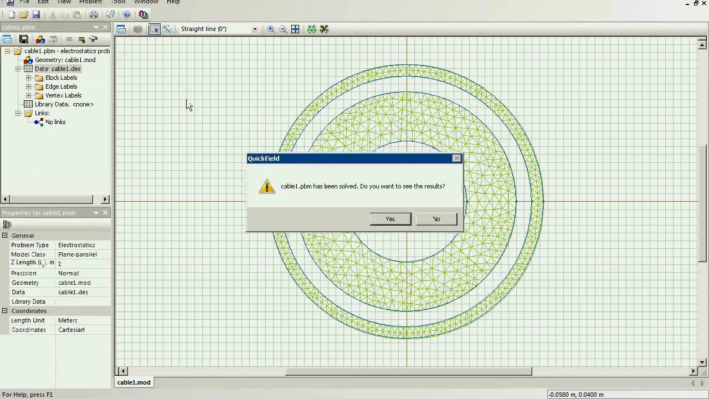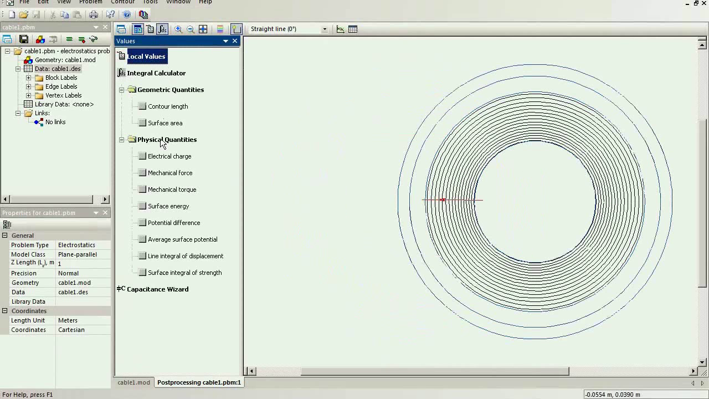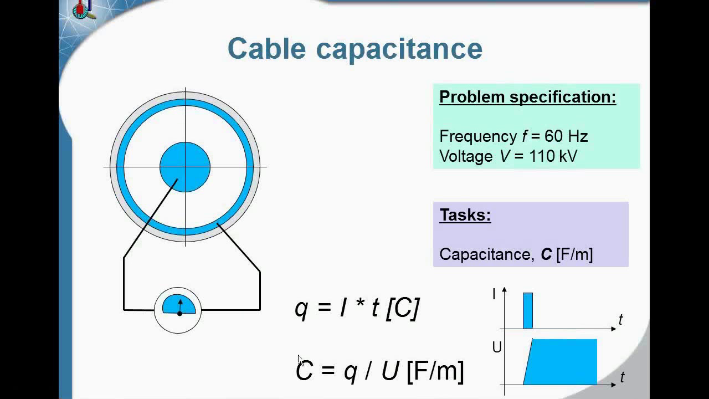Build the mesh, save all problem files, and run the simulation. Here is the field distribution in the insulation of the cable, and I would like to measure the potential difference. I build the integration contour, follow to the integral, and calculate the potential difference, 3.12 volts.